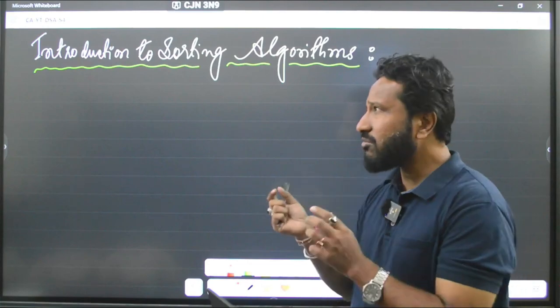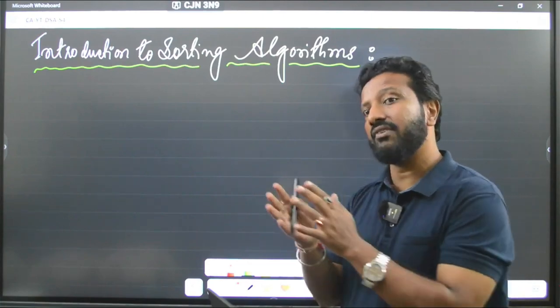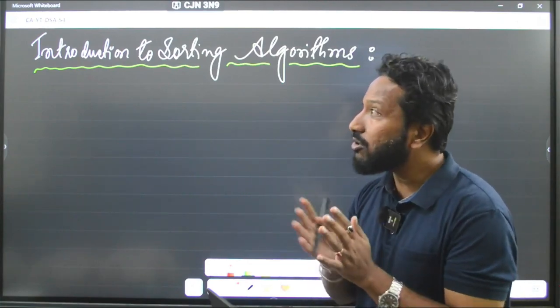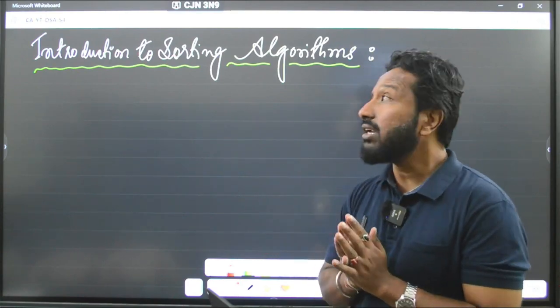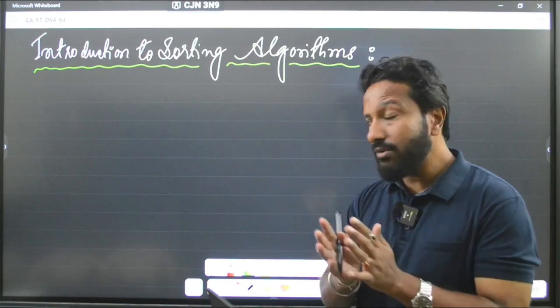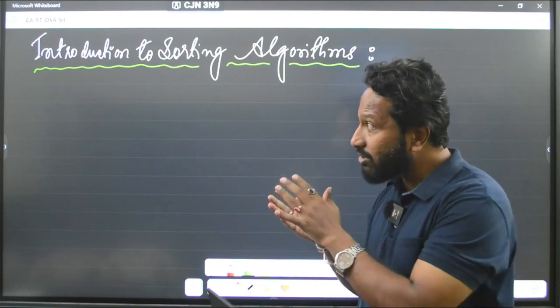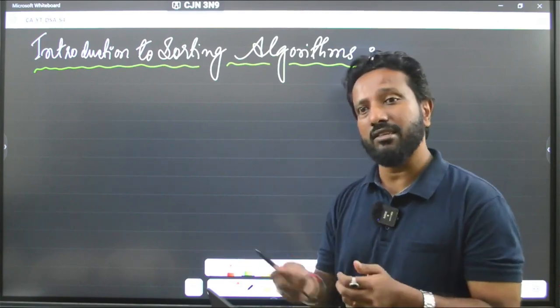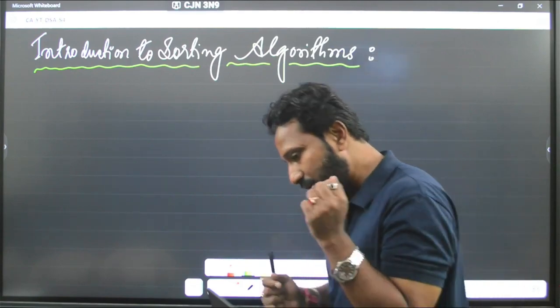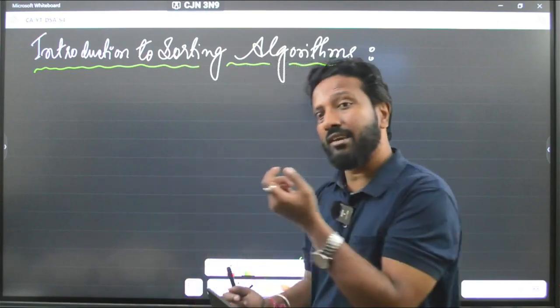Some of the algorithms are slow, some are very fast, and based on that we will be taking up some of them so that you can understand each of them in a very good way. And I bet you, when you understand at least around 6 or 7 sorting algorithms, you will be able to figure out all the others on your own. So let's try to understand what is sorting.